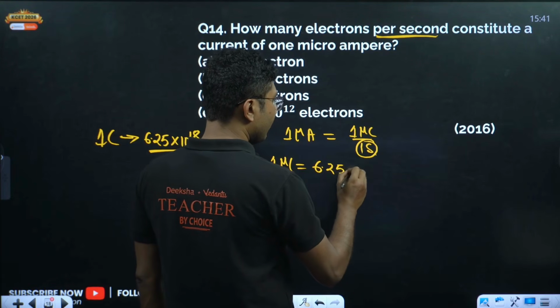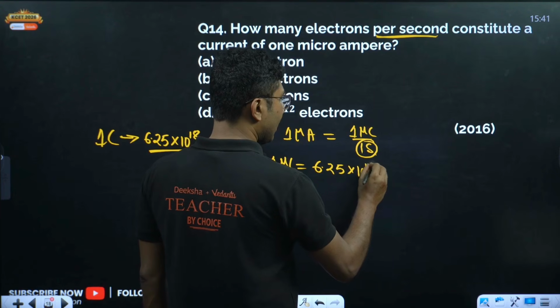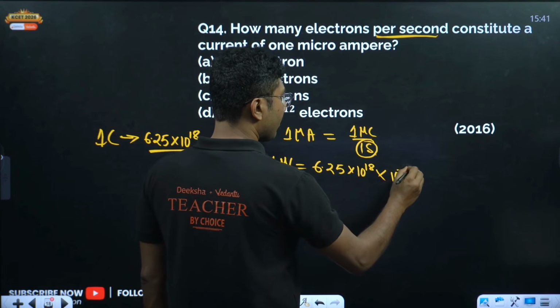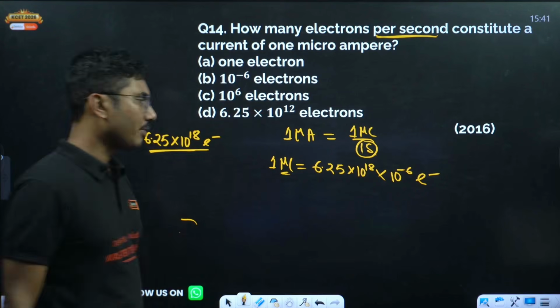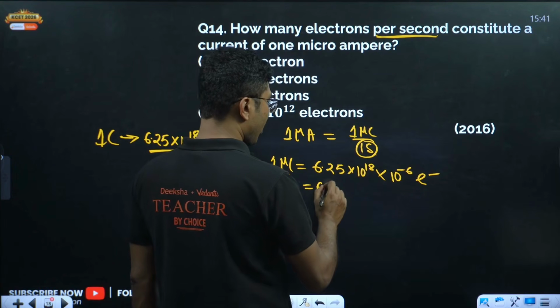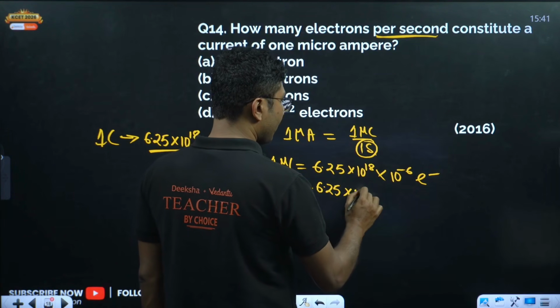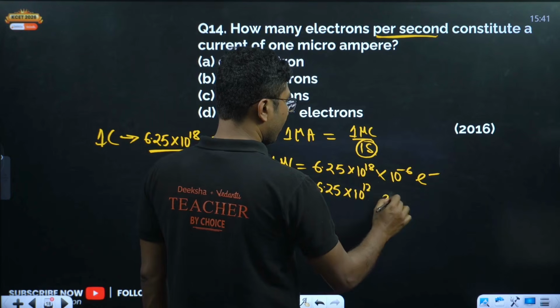6.25 into 10 to the power of 18. Now micro means 10 to the power of minus 6. You have to consider this micro. Micro means 10 to the power of minus 6. So it will be 6.25 into 10 to the power of 12 number of electrons.